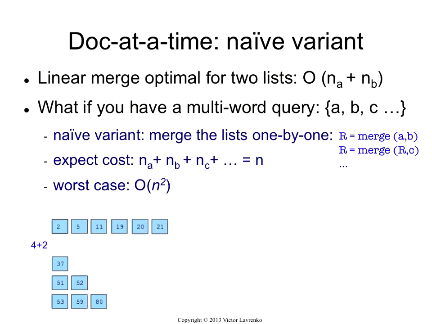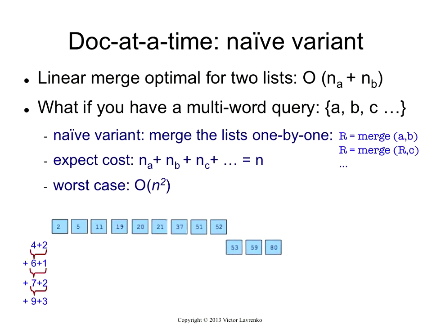Now my resulting list R has 6 entries, and I'm going to take this list and merge it with the inverted list for C. That's going to take 6 plus 1 operations, because I have 6 and 1 here, right? And then at the next iteration, my list is going to be longer. As I keep doing that, you will notice one of my lists is getting longer and longer, and the other list stays fairly short. And I still have to iterate over that entire list every time I do the linear merge, right? That's what's happening every time in the naive version.